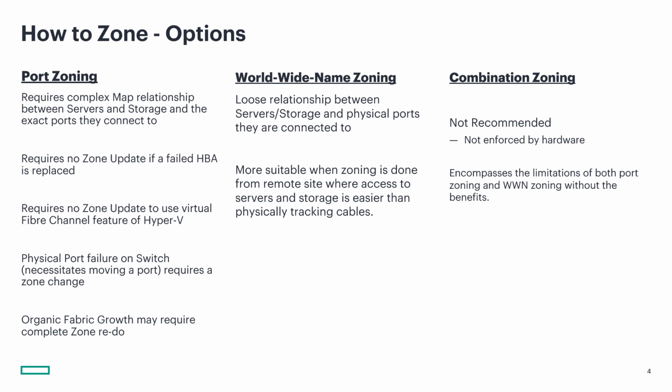Now, I prefer worldwide name zoning. And the reason I prefer worldwide name zoning is because it has a much looser relationship between the servers and storage's physical ports and where they're connected to the fabric. It's more suitable when you physically aren't there on the data center floor working, because I can do all my worldwide name zoning simply by logging into my switch and my servers and retrieving my worldwide names. And then I simply tell my on-site staff that this server should connect one port to one fabric, one port to the other fabric, and at that point I don't care.